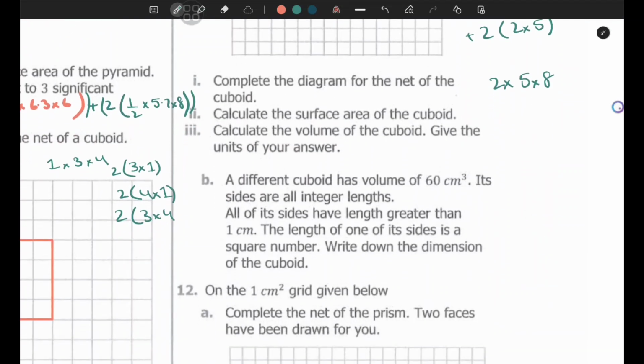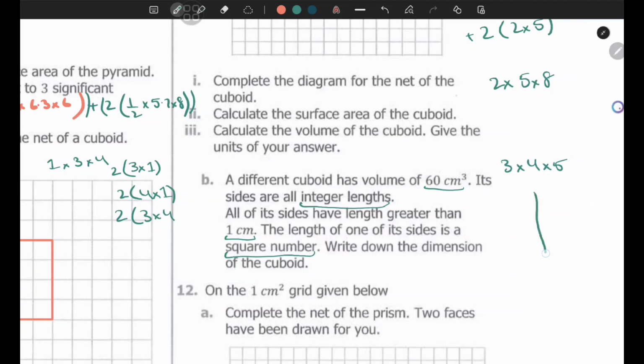Now the part B, it says volume of 60. All sides are integer lengths. One side is 1 centimeter greater than the length of another, and the length of one of its sides is a square number. Write down the dimensions of the cuboid. Okay, so it's 3 multiplied by 4 multiplied by 5. How do I know this? Each value is greater than the other by 1. One of the values is a square, and 4 is a perfect square, which is equal to 2 squared, right? So that is one of these, and that is the second condition fulfilled.